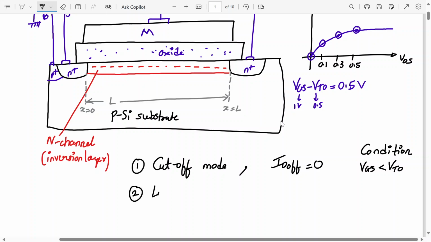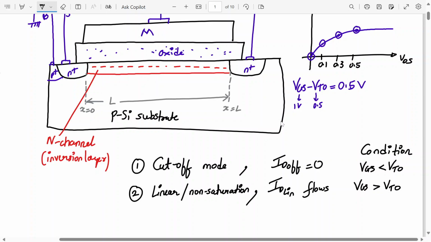Second is linear region. Linear, or we call it non-saturation. Some people call it ohmic also. Here ID flows, which is called ID linear current. So drain current flows. And what are the conditions? VGS is greater than VTO. And what was the second condition, can you tell me? VDS is lesser than VGS. Yes, absolutely. VDS is lesser than VGS minus VTO.